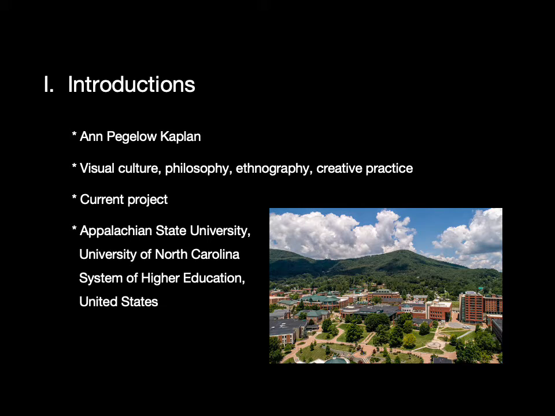So again, my name is Ann Peglow-Kaplan. I'm an associate professor in the Department of Interdisciplinary Studies at Appalachian State University. Appalachian State is in the far northwestern corner of North Carolina, which is a very long state. And our western part is quite mountainous. We here at Appalachian State are basically perched on the Eastern Continental Divide. It's a beautiful area. And we are one of 16 campuses of the University of North Carolina system of higher education. I invite you all to come visit our campus and see our beautiful mountain atmosphere.